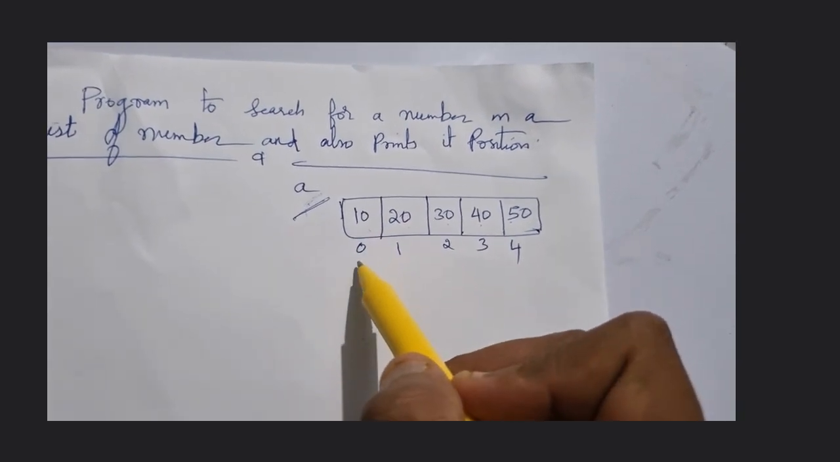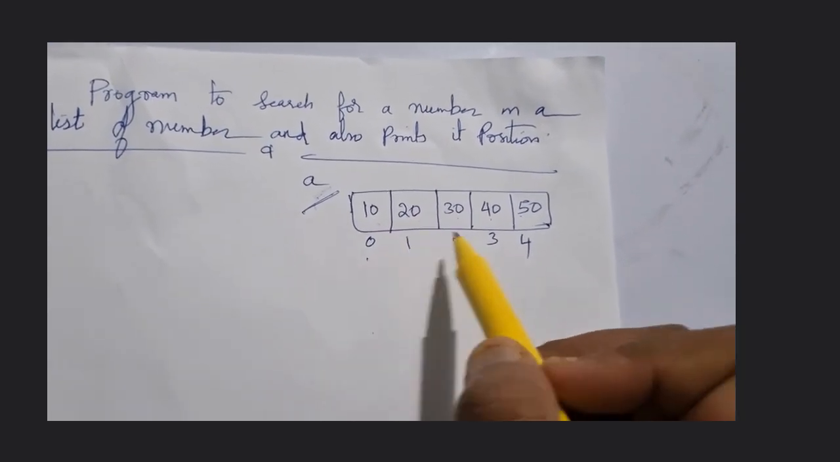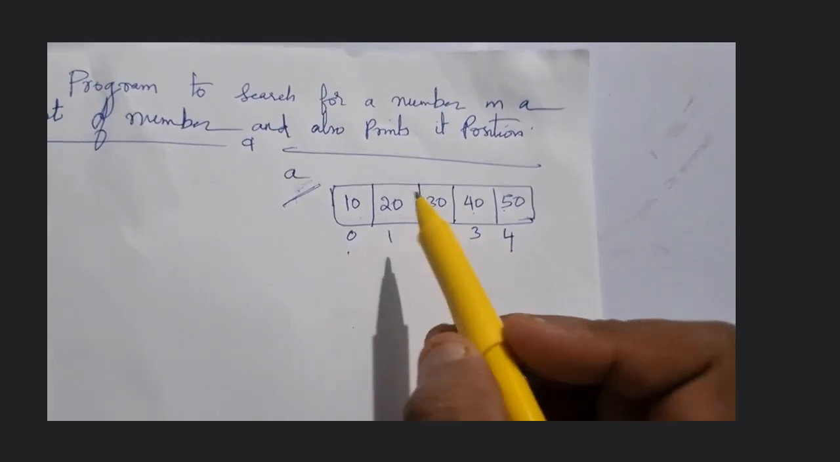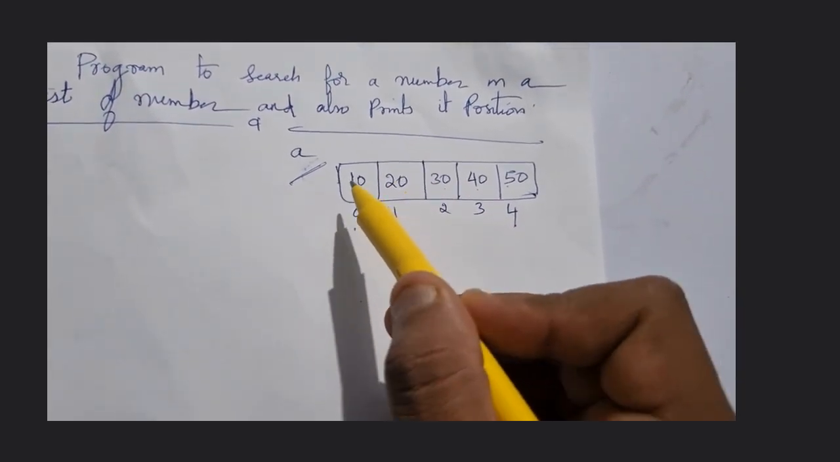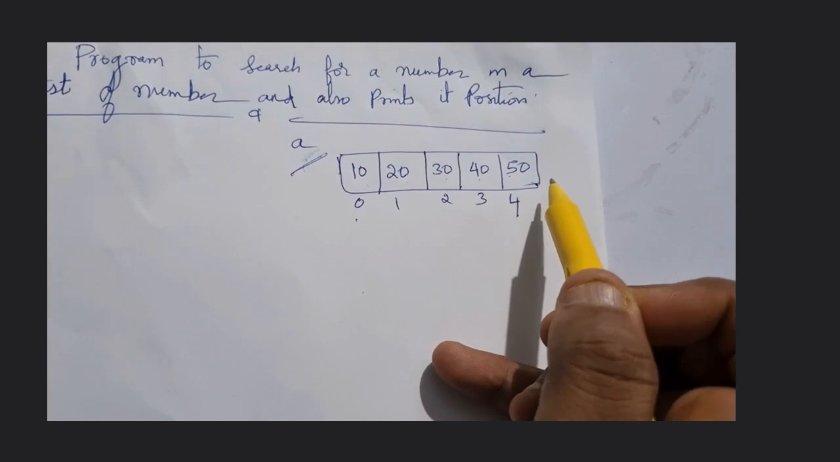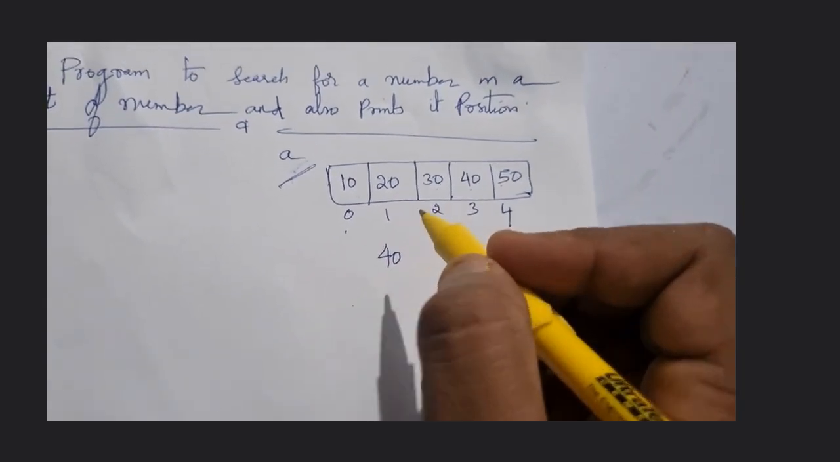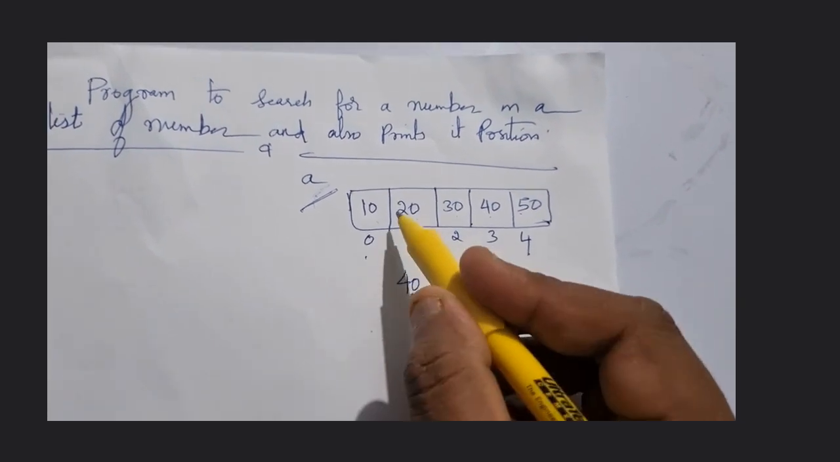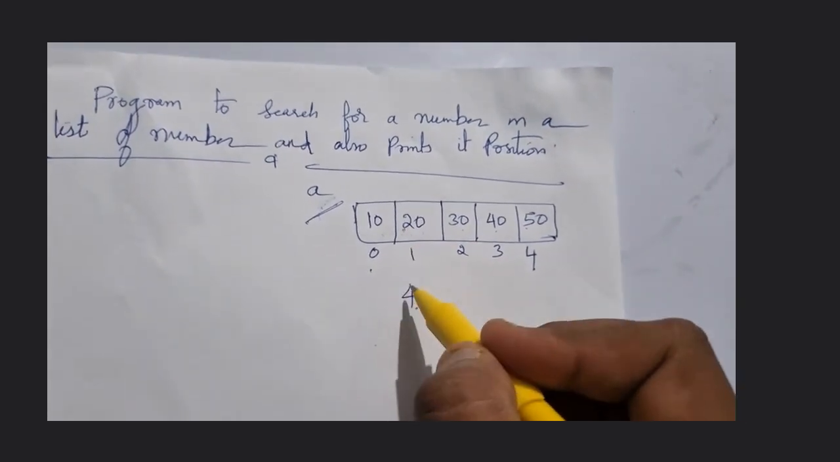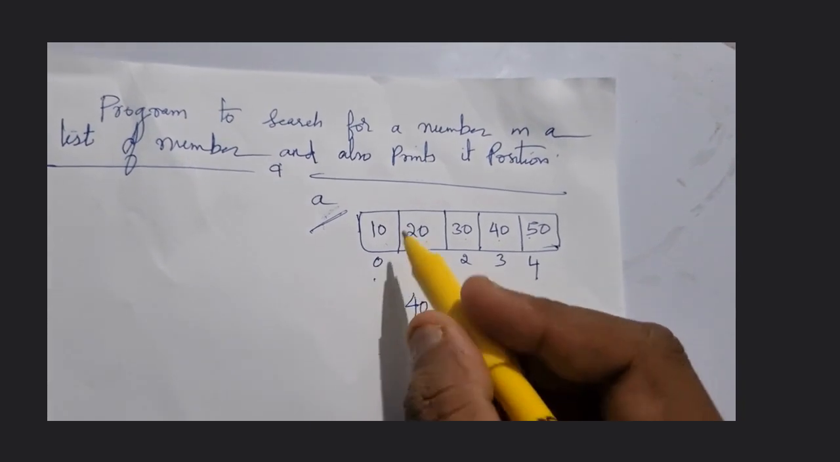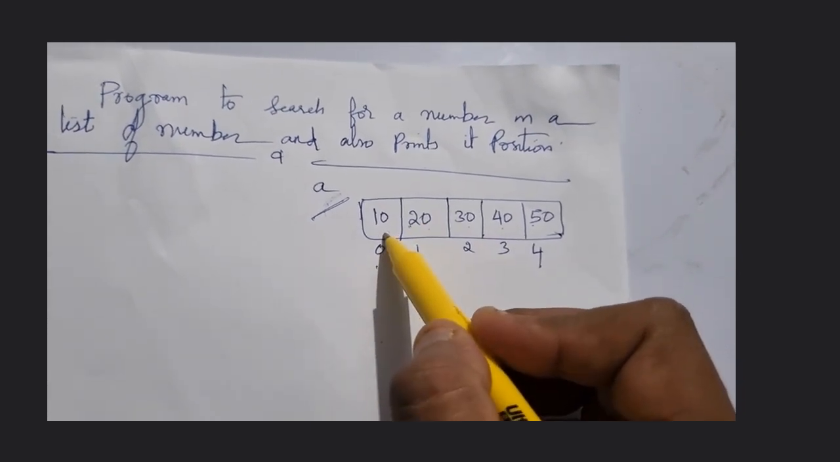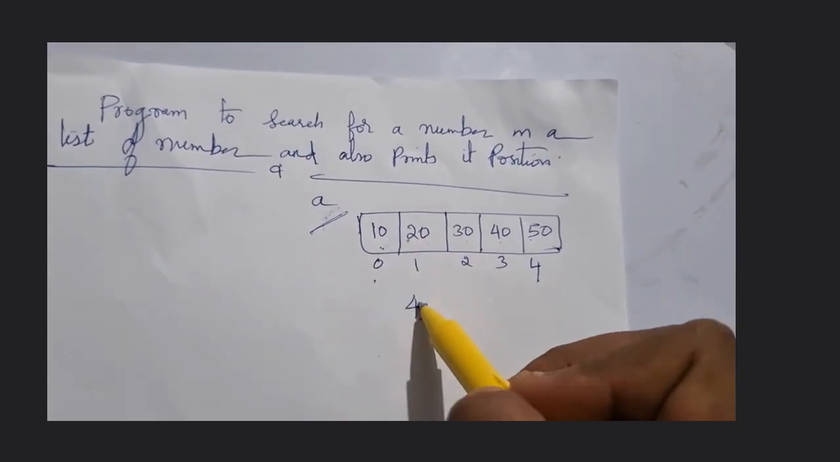And you always know that the index starts from 0 and ends with 4. So what I'm looking for here, in this list 10, 20, 30, 40, 50, is the item 40. I have to find whether this 40 is available in this array or not. If you start searching from the beginning of the list, is 40 equal to 10?